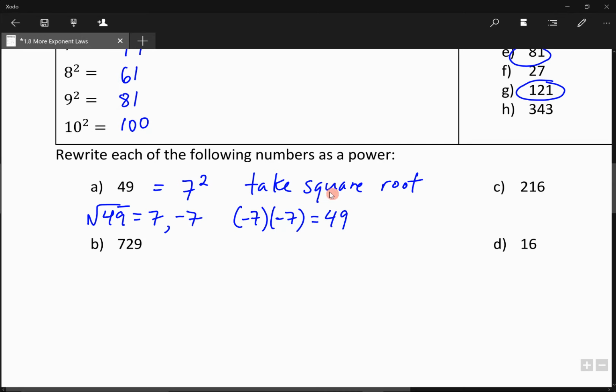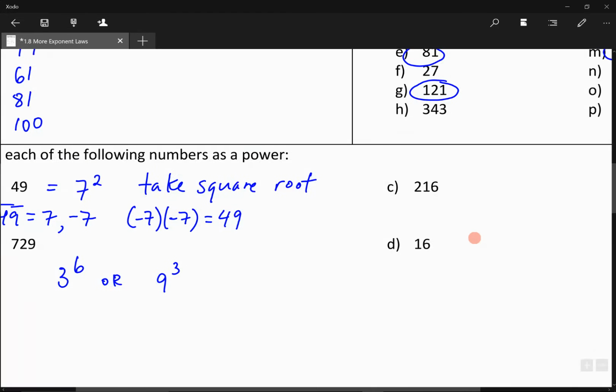All right, so 729. This is not one that you can just square root. You kind of have to look at what number I can use to get to 729. Well, you can do it multiple ways. 3 to the power of 6 gives you 729, or you can do 9 to the power of 3, which gives you 729. What about 216?